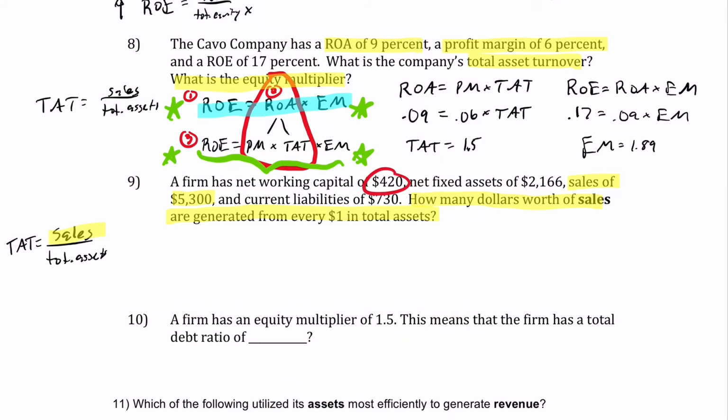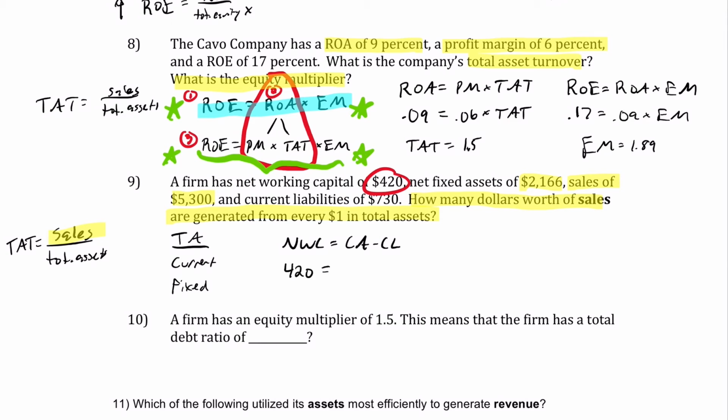We know that total assets on the left-hand side of our balance sheet is equal to current and fixed. They have given us fixed assets of $2,166, and then we know that net working capital is equal to current assets minus current liabilities. If you need a refresher, rewind this video to look at the solution for question 6, as it is very similar in structure. Net working capital then is $420. That was given to us.